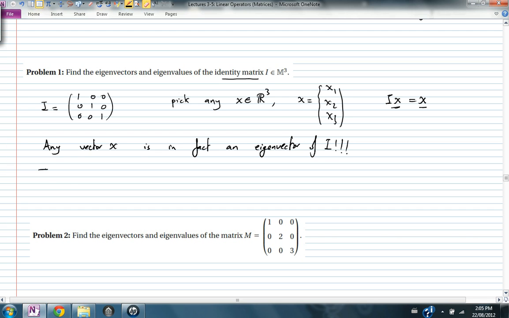To find the eigenvalues, just put the determinant of I minus lambda I equals 0, and you're going to find that lambda has to be equal to 1. So the associated eigenvalue is 1. Indeed, Ix is equal to lambda x, and that applies for any x in R3.